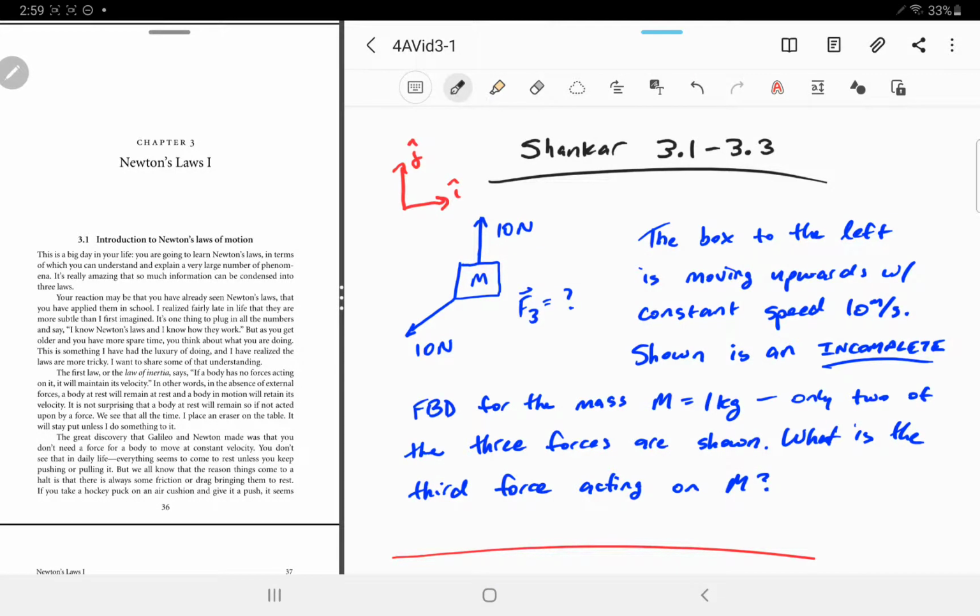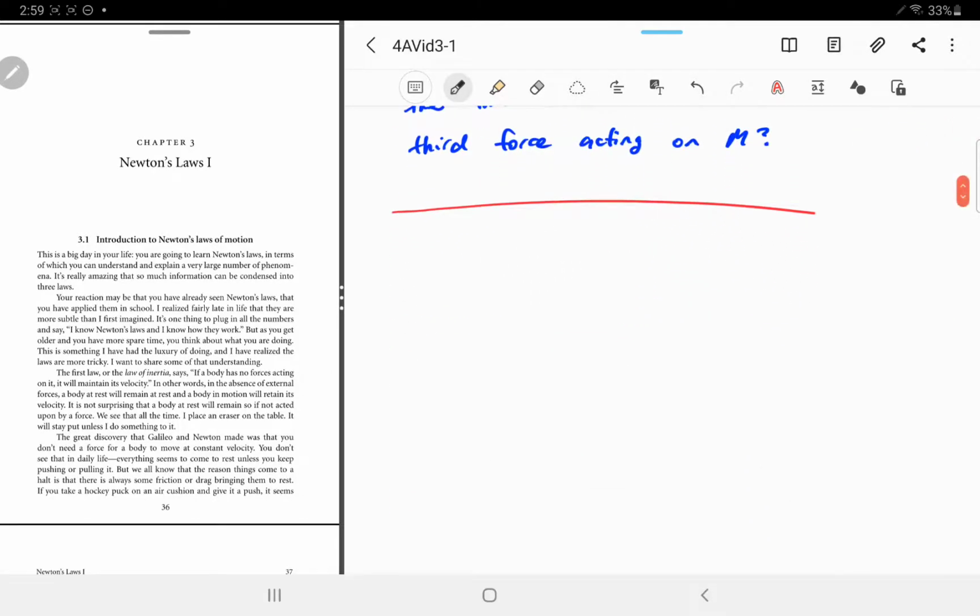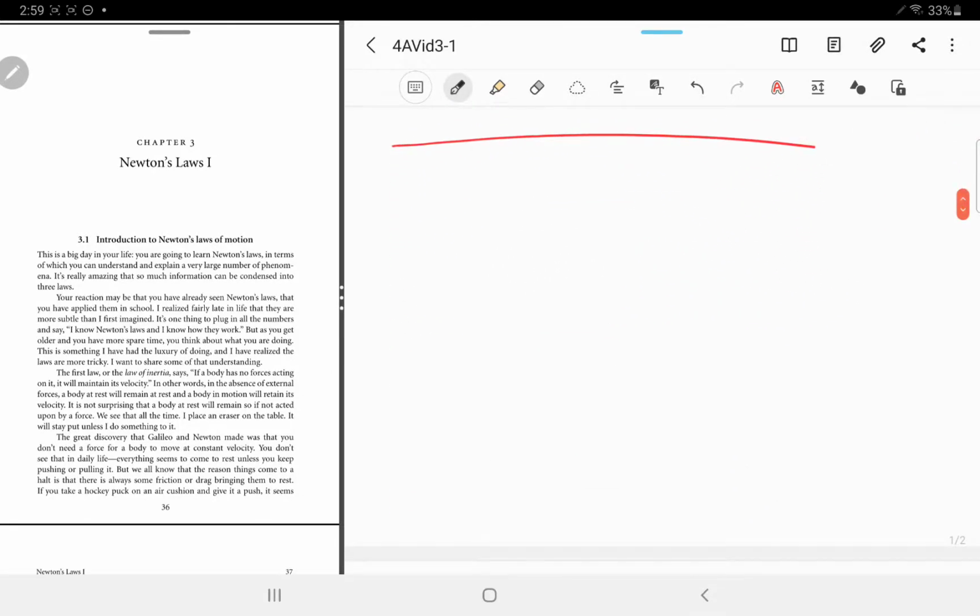Alright, this is the first video from chapter 3 on the first two of Newton's three laws of motion. In this video we'll do the first and the second law, and in another video we'll do Newton's third law. By the end of this video you should be able to solve this example problem, shown right here. Okay, so the first thing is Newton's first law of motion.